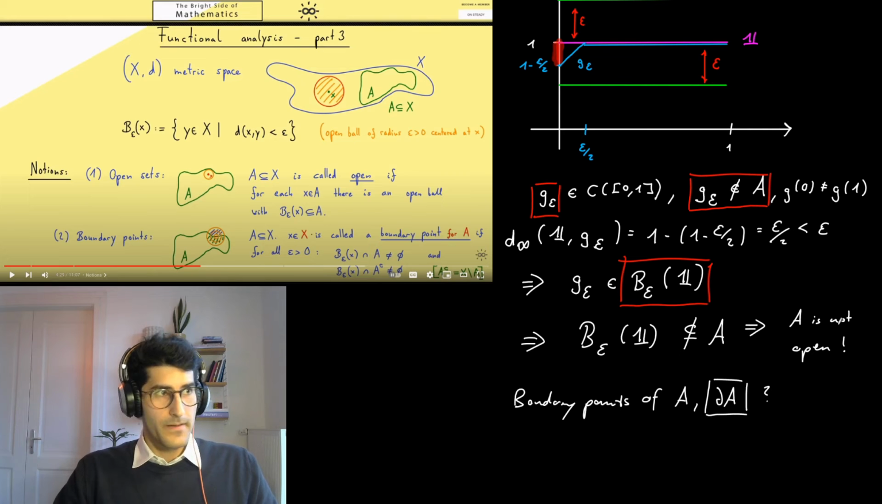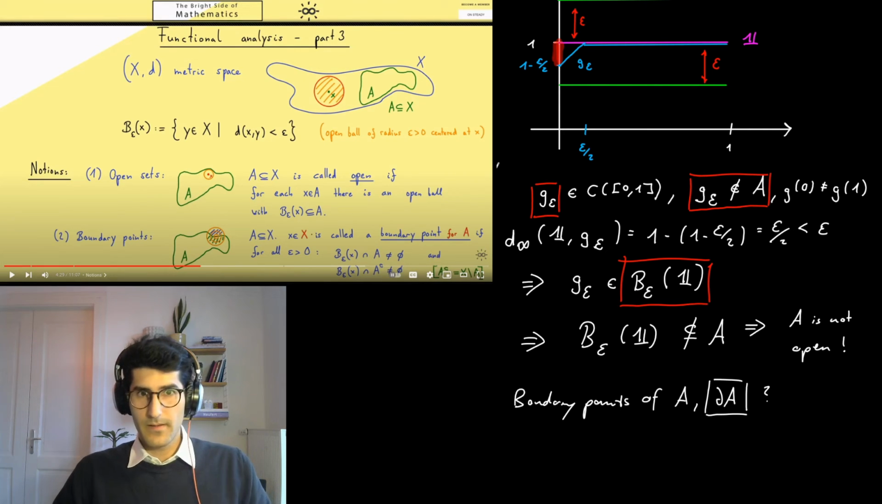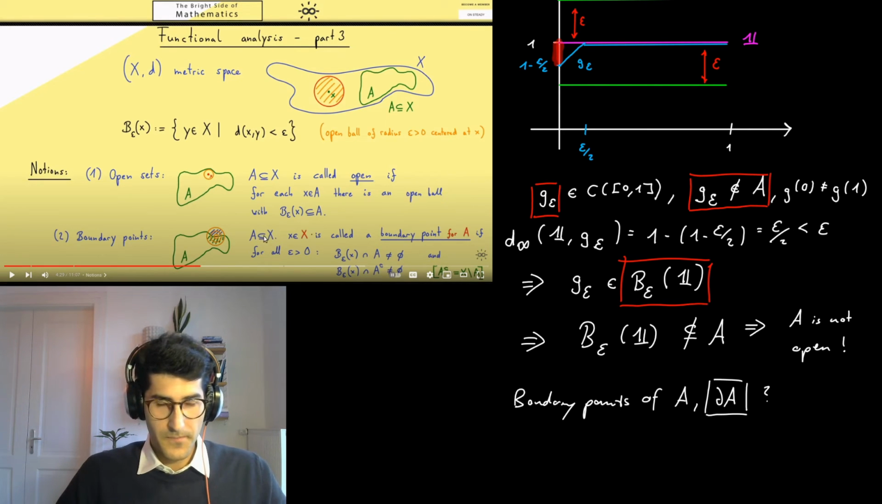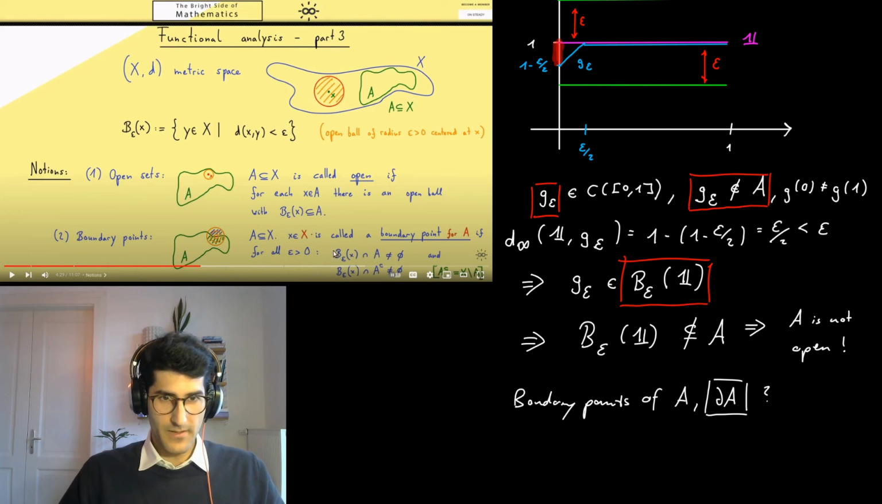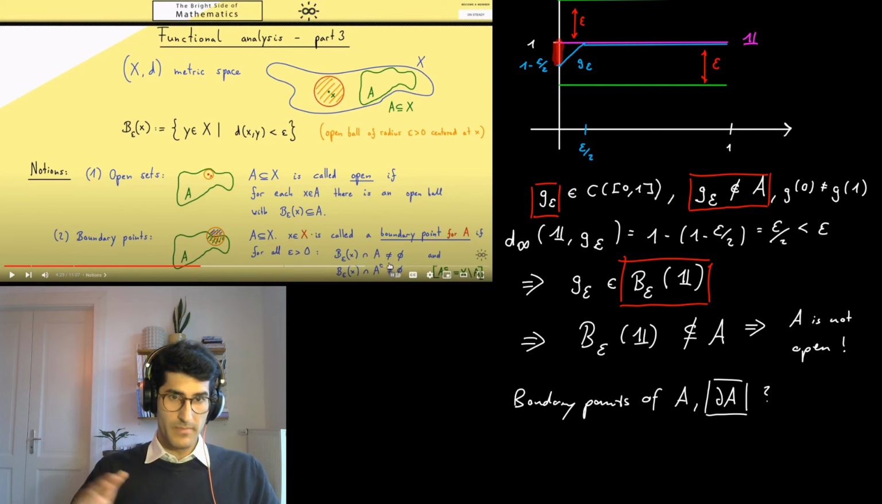So the first thing that we see is this is something that we once again need to check for every point in a set. And it is a boundary point if for every epsilon ball we have these two conditions fulfilled, namely that the intersection of an epsilon ball with a set and with its complement are both non-empty.